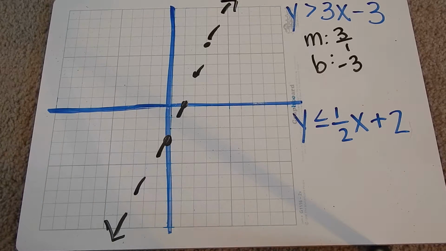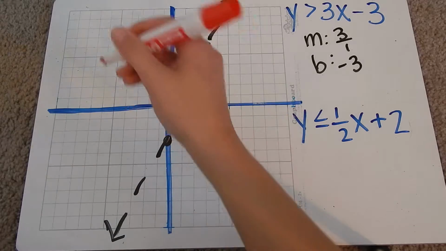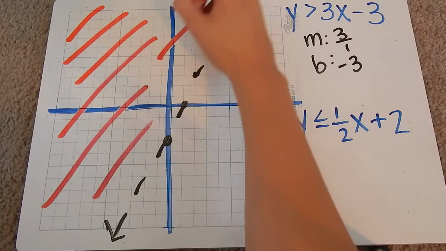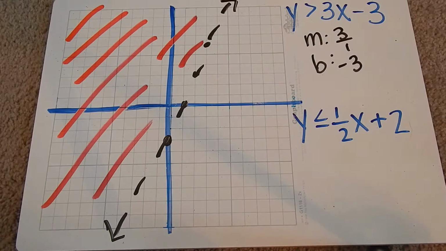Okay, then our next step is to shade. Here it's greater than, so we need to shade above the line. Greater than means shade above the line. So we're going to shade here. Everything above the line.